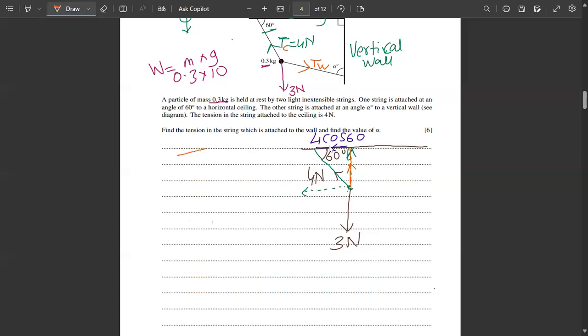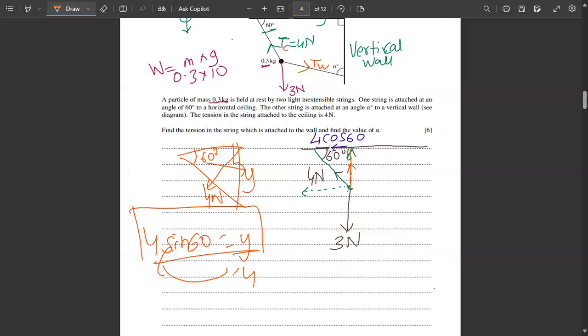Similarly to 4 cos 60, if I have a right angle triangle right here, this is 60 degree, this is 4 Newton. I want to find what is this, y. So sine 60 will equal y upon 4, because opposite upon hypotenuse, that is the hypotenuse side, because it is opposite of the right angle. So if this goes up, it will become 4 sine 60 is equal to y. And hence this becomes 4 sine 60.